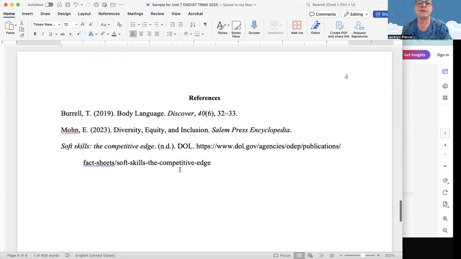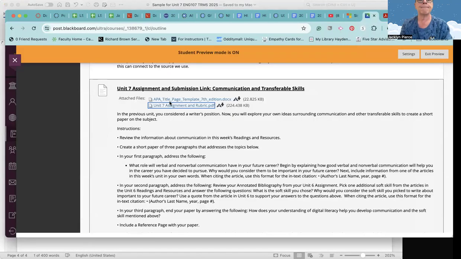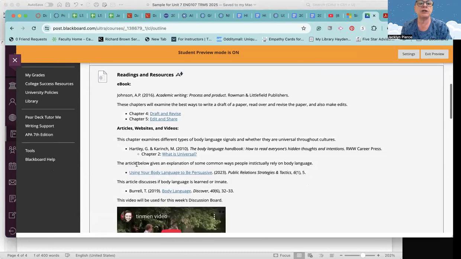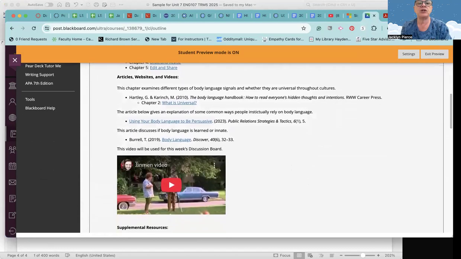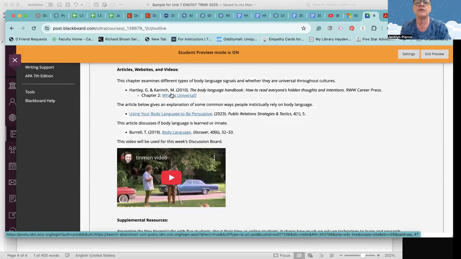References page, we have the samples here. There's two. Well, the first one, let's double check. I think the first one is from this week. Let me look back at the assignment. Let's go back to the readings and resources. Remember, just like last week, the information is already cited for you. So yes, Burrell was one that was from this week. This one is from this week. Hartley and Carnich is from this week. So one of these three will be on this list, as well as one of the items from last week.